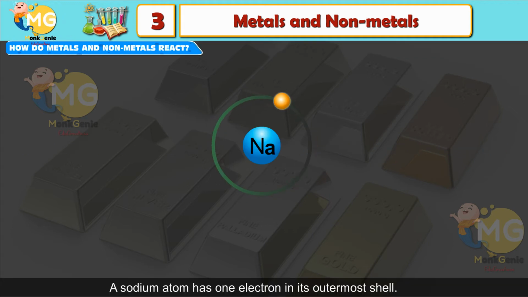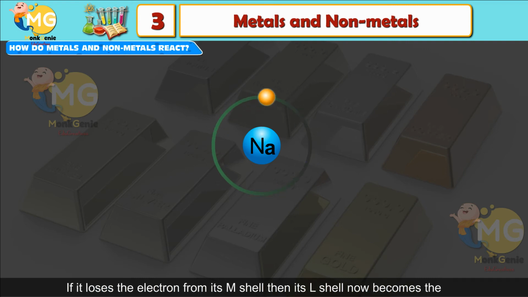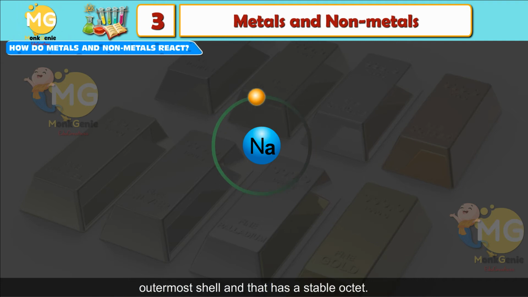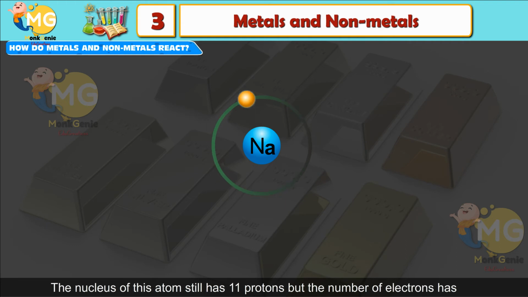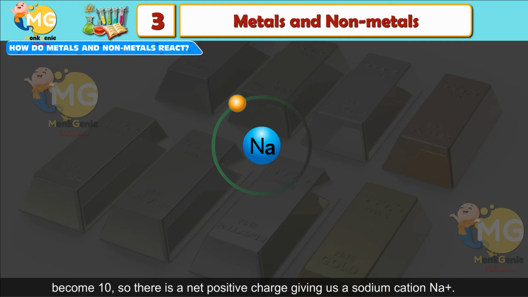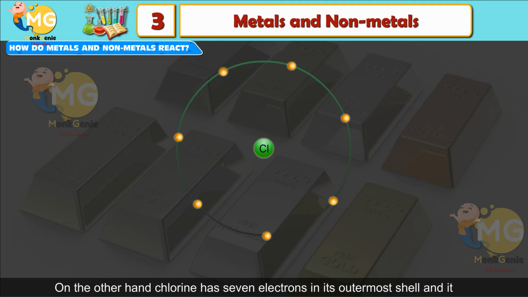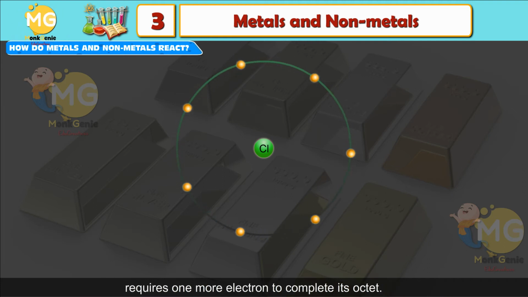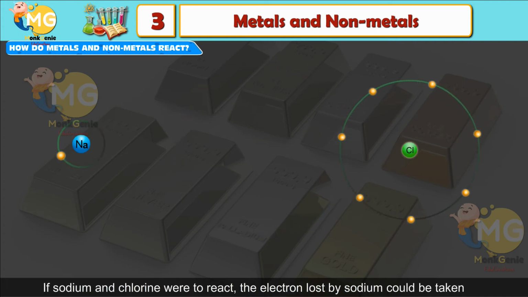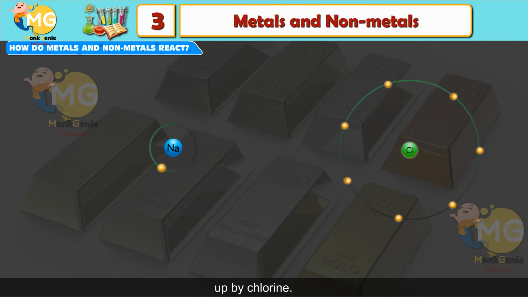A sodium atom has one electron in its outermost shell. If it loses the electron from its M shell, then its L shell now becomes the outermost shell, and that has a stable octet. The nucleus of this atom still has 11 protons, but the number of electrons has become 10, so there is a net positive charge, giving us a sodium cation Na+. On the other hand, chlorine has 7 electrons in its outermost shell, and it requires one more electron to complete its octet. If sodium and chlorine were to react, the electron lost by sodium could be taken up by chlorine.